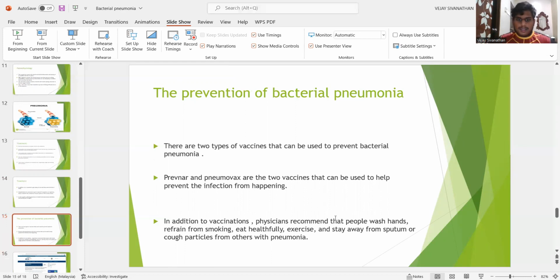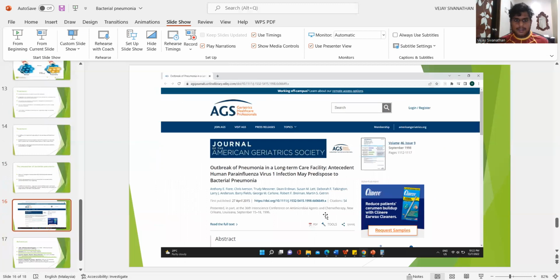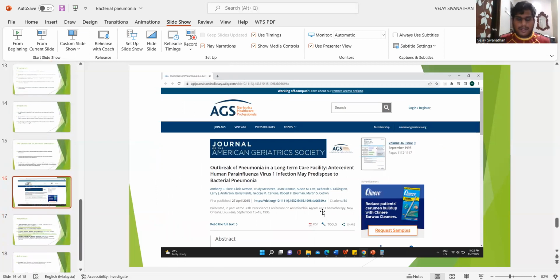In addition to that, physicians recommend that people wash their hands, refrain from smoking, eat healthfully, exercise, and stay away from sputum or cough particles from others with pneumonia. These are a few ways that we can take to prevent bacterial pneumonia from taking place. Now, lastly, I'll be talking about one of the outbreaks of bacterial pneumonia that happened in a long-term care facility. This is an example that shows how important it is for us to take measures to prevent this disease from spreading to other people.